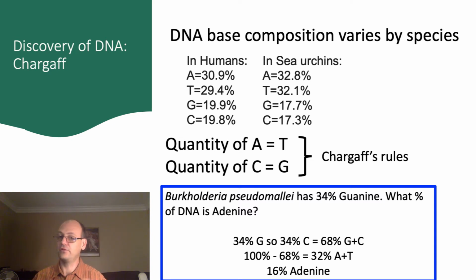Well, if 34% is guanine, then according to Chargaff, 34% should also be cytosine, giving us a GC content of 68%. The remaining 32% must be adenine and thymine, and those must be in equal amounts. So 16% of the genome is adenine.